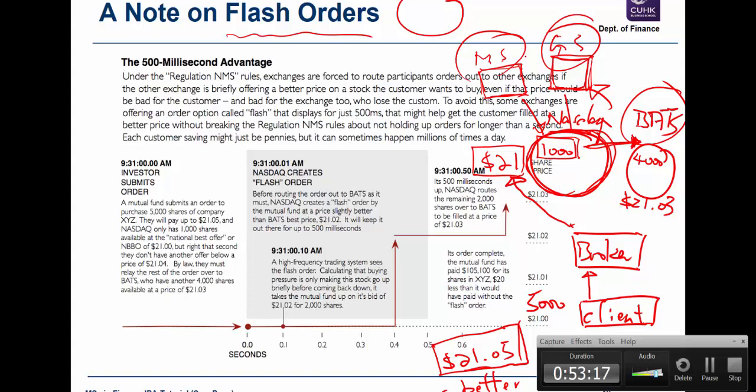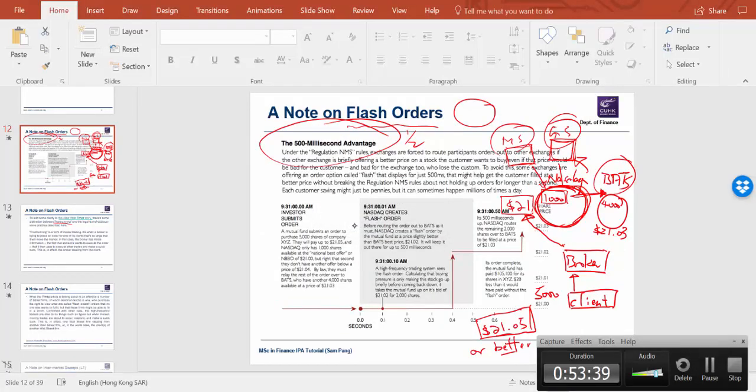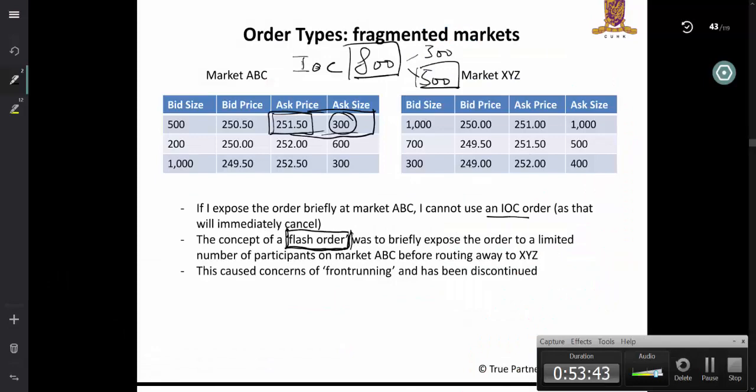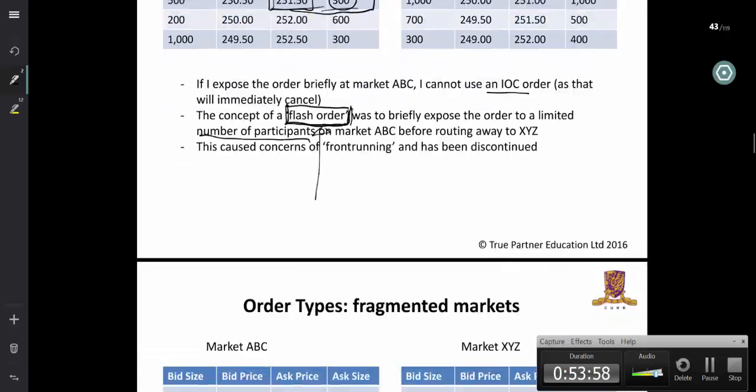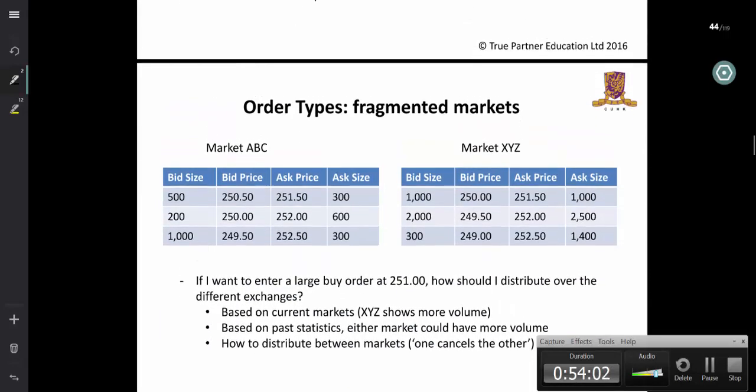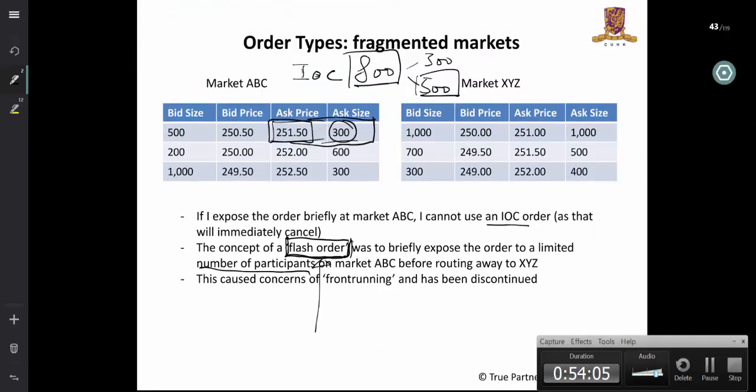Now, I just give you an introduction. The 500 millisecond advantage. 500 milliseconds is half a second. It's longer than a blinking of an eye. I want to tell you this, because it is mentioned in the lecture notes, so you should have some idea what this is. The concept of a flash order is to briefly expose it to a limited number of participants who pay to see that information. So if you are seriously interested in this, you are curious, by all means look it up.